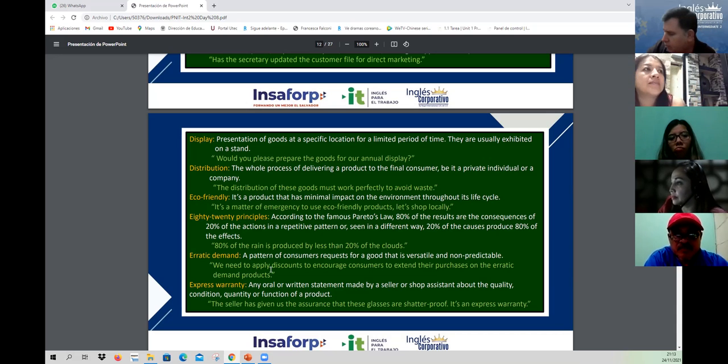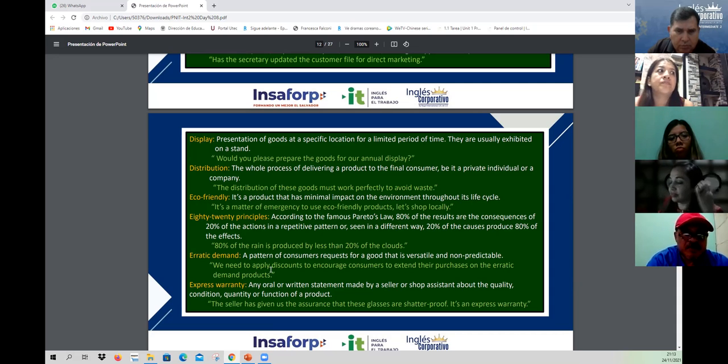Erratic demand. A part of consumer request for a good that is versatile and non-predictable. We need to apply discounts to encourage consumers to extend their purchase of the erratic demand product.